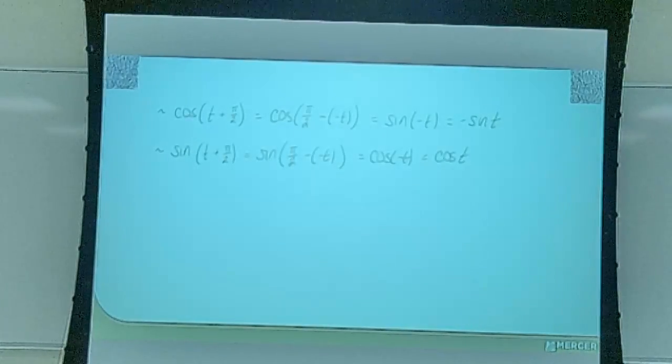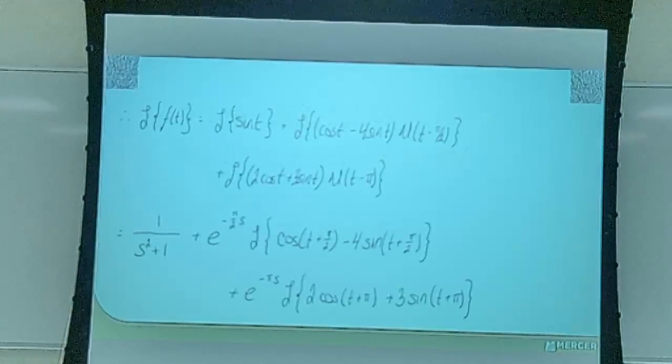And then use the even-odd properties. Sine of negative t is just negative sine t. Cosine of negative t is cosine t. That takes care of that transform, and we can just rewrite that function now, which I'll do later.